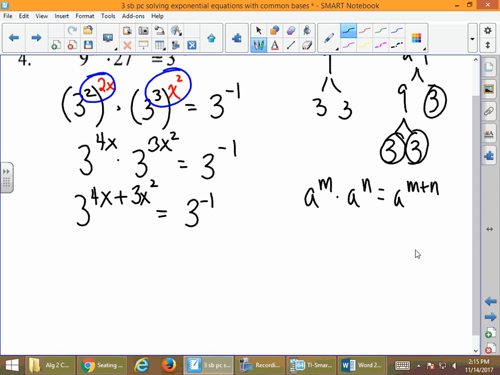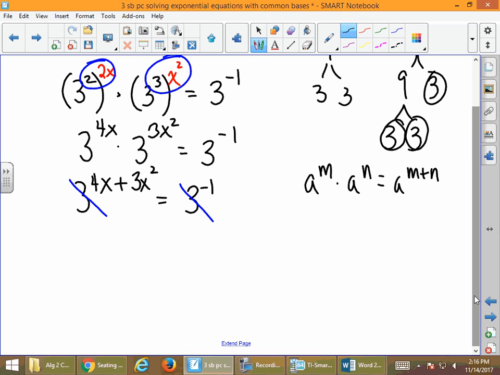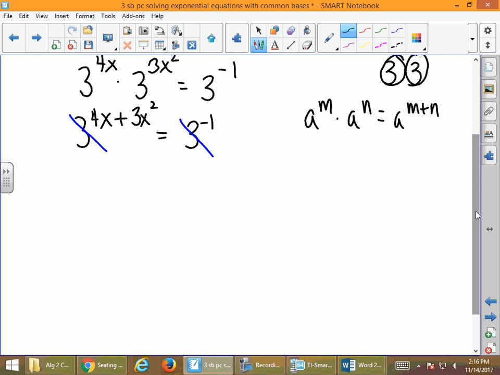So now, we've got a 3 on the left side, a 3 on the right side. We can ignore those values. They don't really cancel out. But what we're going to use to solve is our exponents, which is the 4x plus the 3x squared equals negative 1. I'm going to change the order over on the left side so that it's 3x squared plus 4x. And let's also move the 1 to the other side.